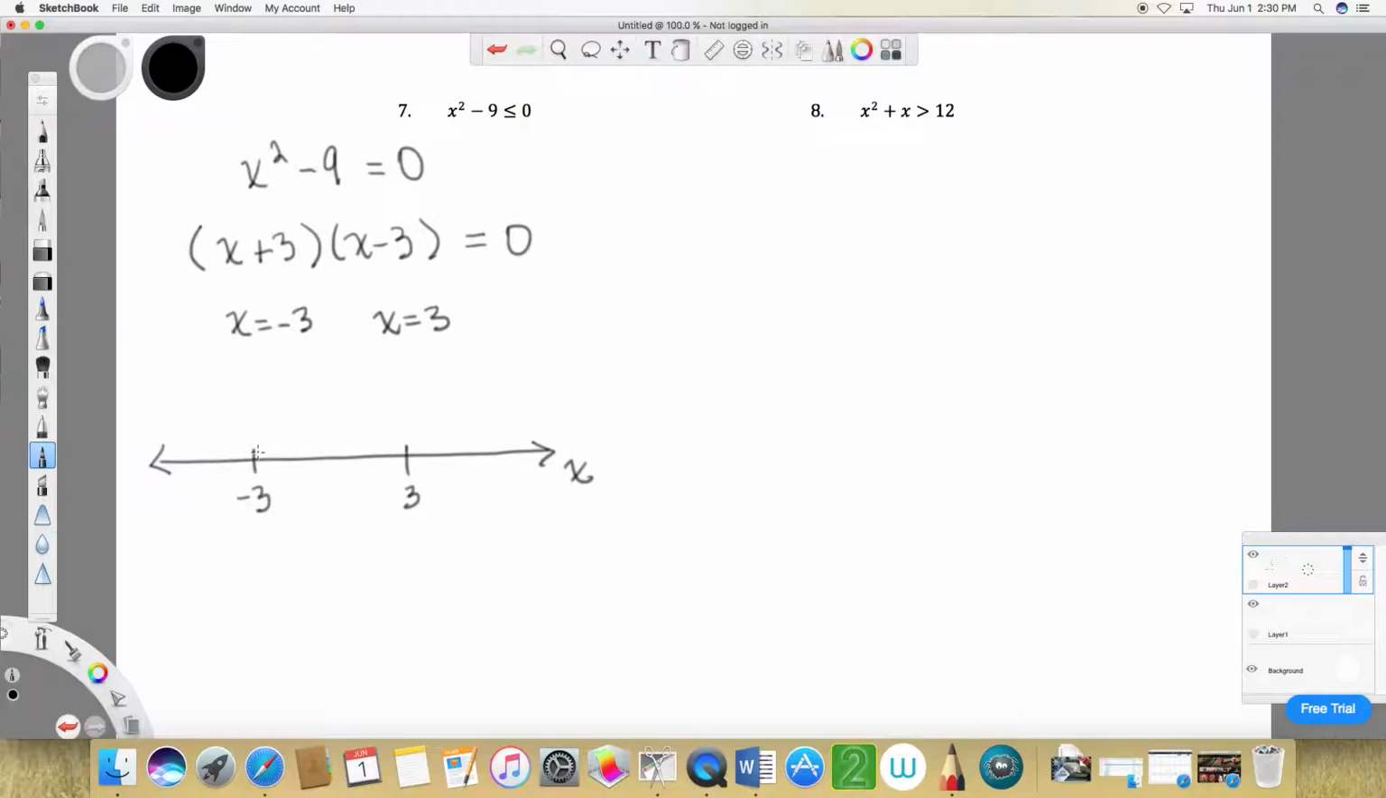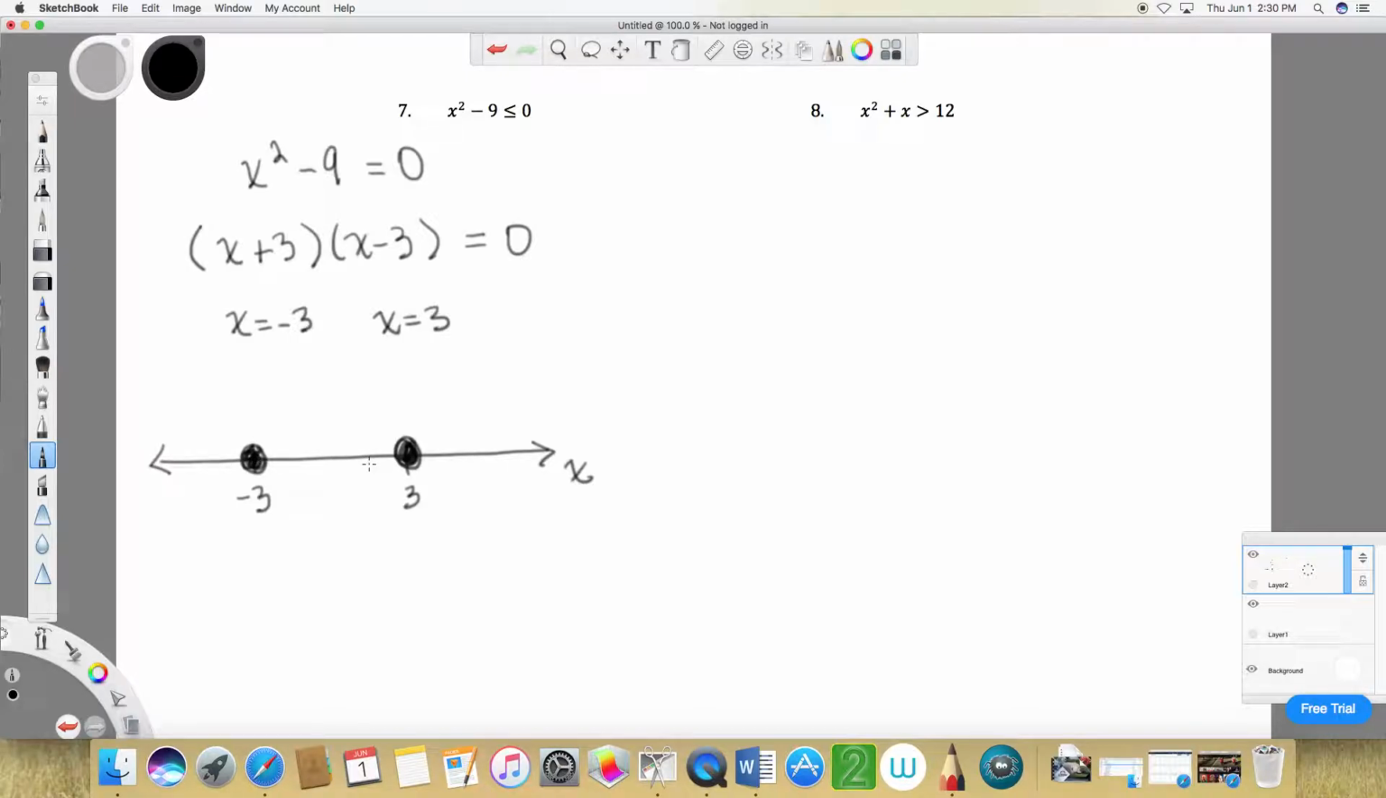I want to determine whether to include negative 3 or positive 3 in my solution set, and that's an easy decision to make because you look at the arrow. If it's underlined, then we're including these values, and if it's not underlined, if it's a strict inequality like number 8 is going to be, we'll leave those points as hollow points.